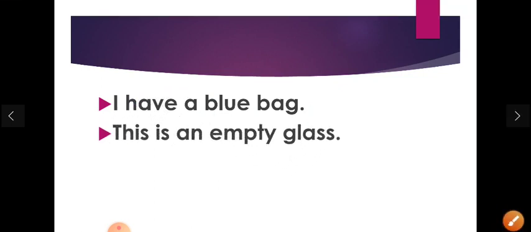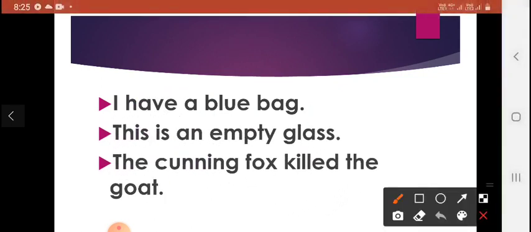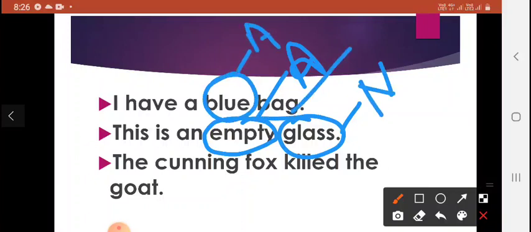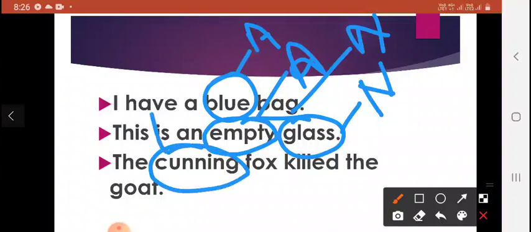Next is, this is an empty glass. Here again empty describes the glass quality. So here we write empty as the adjective and glass as the noun. In the next sentence, cunning describes the fox's quality. So that is why cunning is the adjective and fox is the noun.